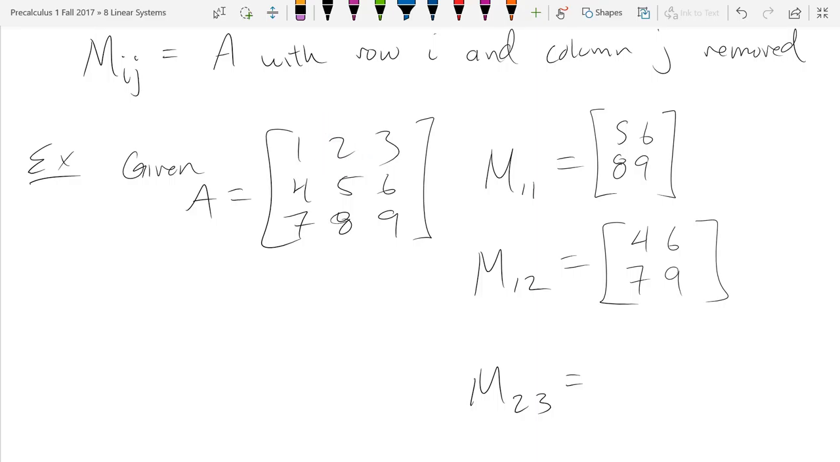So find the last minor. You're in row 2, column 3. So make sure you circle the correct entry, or cross it out with your fingers, and then write the 2x2 matrix left over.